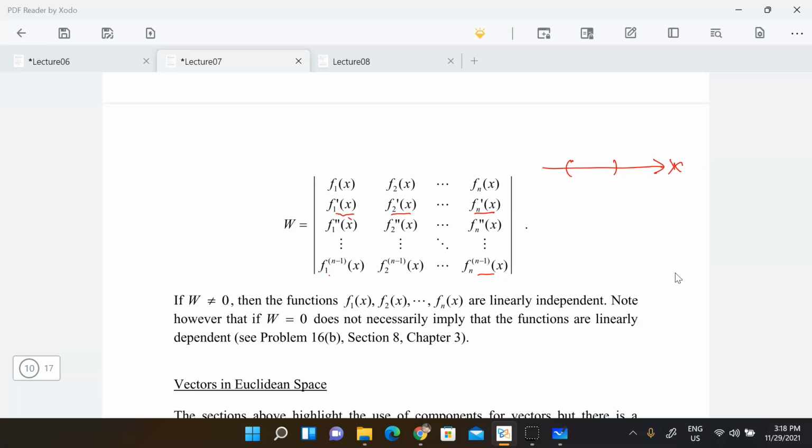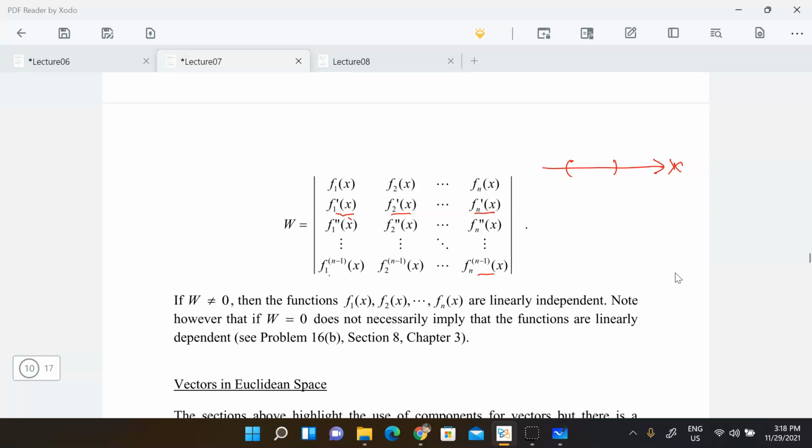Okay, if they are not the same, then this Wronskian will not be equal to 0. If they are the same, that means if you find even one of the derivatives are going to be the same between one function to the other, then these are going to be linearly dependent. Linearly dependent. Okay? So this is a thing.